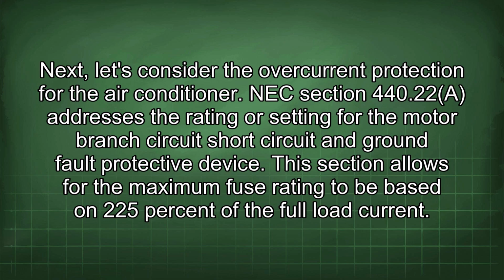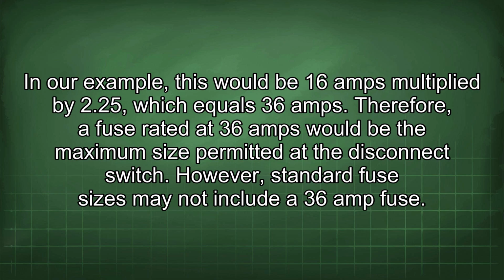Next, let's consider the overcurrent protection for the air conditioner. NEC section 440.22 addresses the rating or setting for the motor branch circuit, short circuit, and ground fault protective device. This section allows for the maximum fuse rating to be based on 225% of the full load current. In our example, this would be 16 amps multiplied by 2.25, which equals 36 amps. Therefore, a fuse rated at 36 amps would be the maximum size permitted at the disconnect switch.